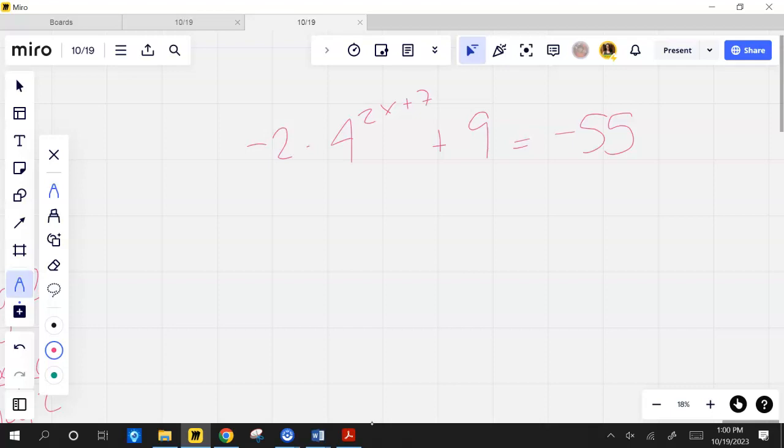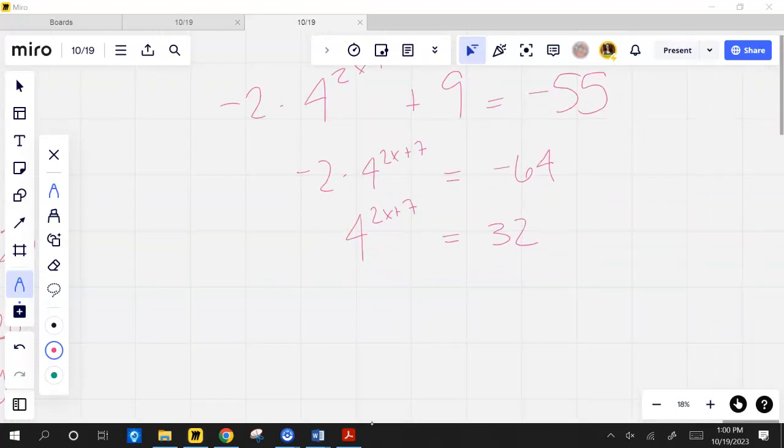It's an equation. Solve it for x. What do I do? Minus the 9. Mm-hmm. No, no, what? He's right. He's right.